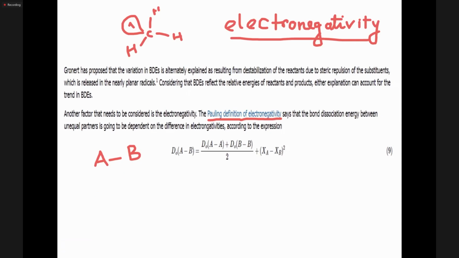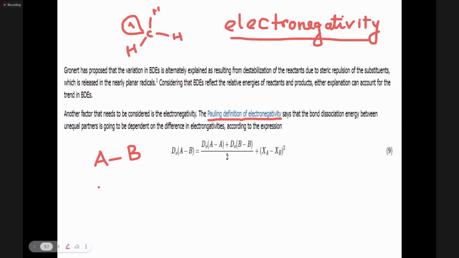Now we have got the D0 of AB. So we have to calculate the bond dissociation energy, that is the BDE of AB. It will be D0 of the AA bond plus D0 of the BB bond divided by 2, plus (chi A minus chi B) whole square. So let us take up the values of chi A and chi B. So how will we practically apply this in case of any molecule that we consider? Therefore we have to see what is the electronegativity of the atoms.